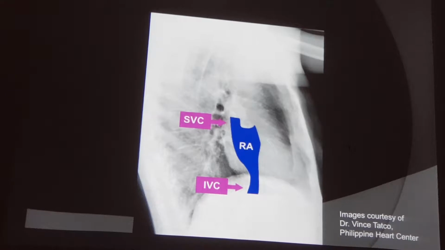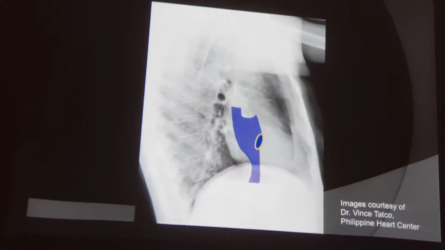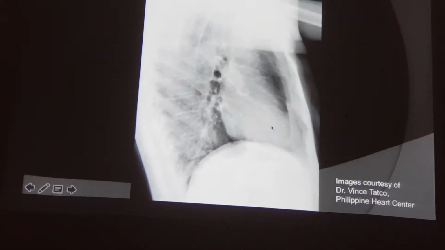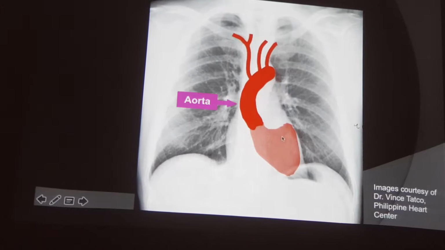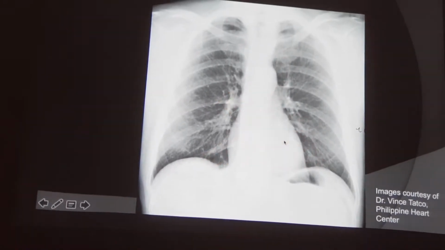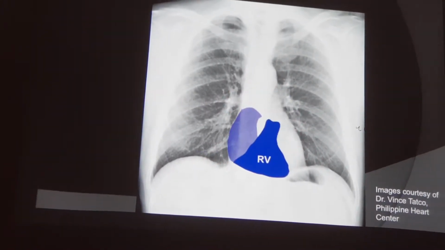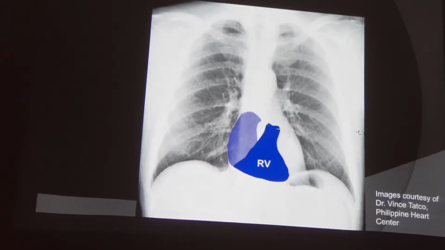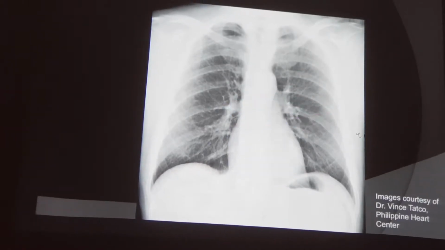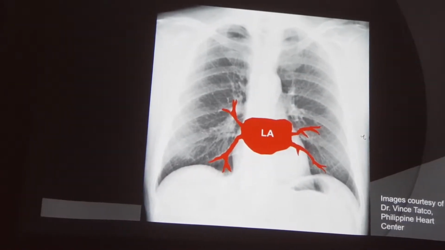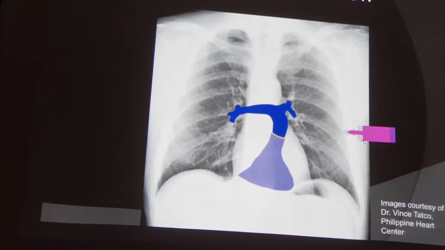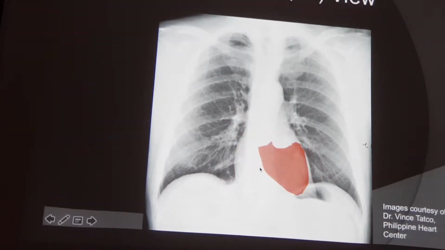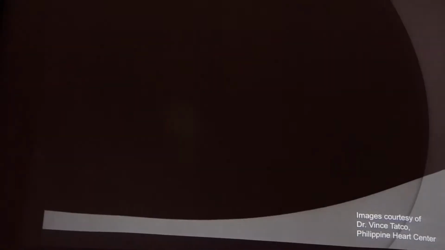Right atrium, SVC, IVC, right atrium. Right ventricle. Take note, we'll go back here because this one is a board exam question. Which of the four heart chambers does not form a border on the chest X-ray? Right ventricle. Your left atrium may form a border, but the right ventricle does not form a border. So it only forms a border in the lateral view. It forms the anterior border.